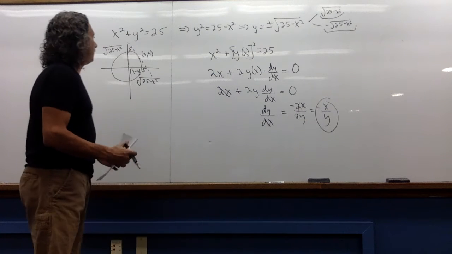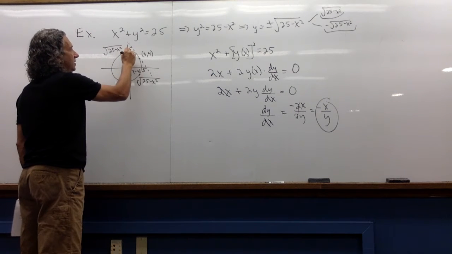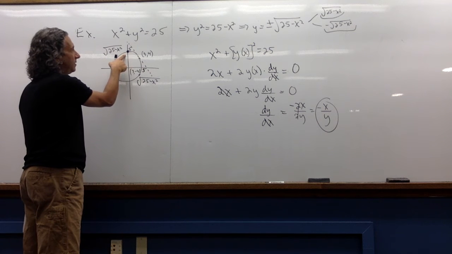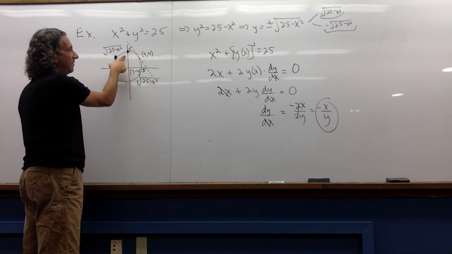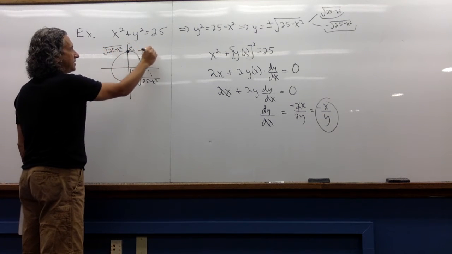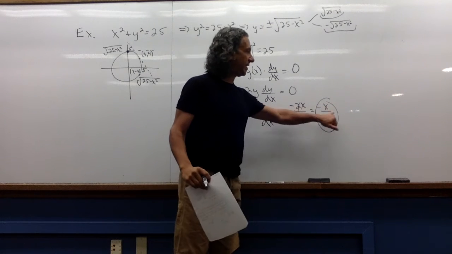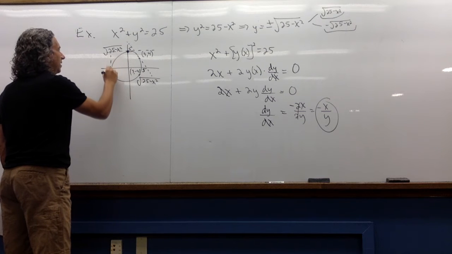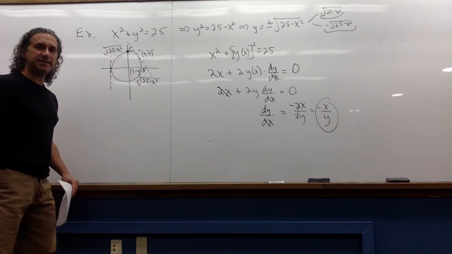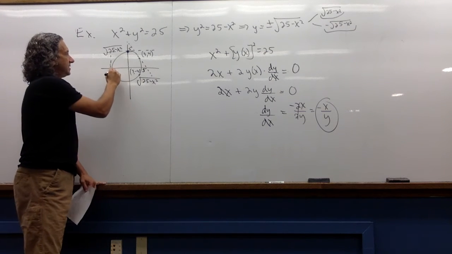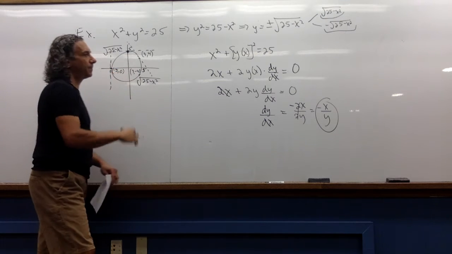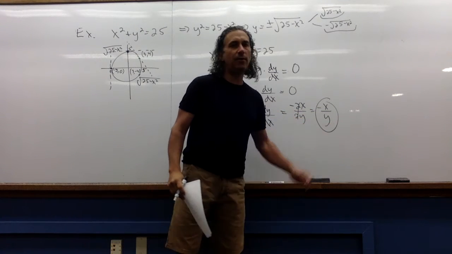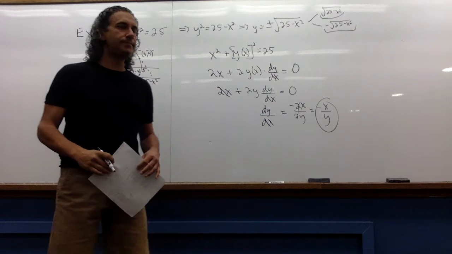In fact, let's just verify a couple of points. If we're here, we're at the point 0, 5, horizontal tangent of 0. Well, that is 0 divided by 5, 0. Over here, let's do another one. This one should have a derivative that doesn't exist. Let's see, this is negative 5, 0. Well, if we divide by 0, we'll get something that doesn't exist.